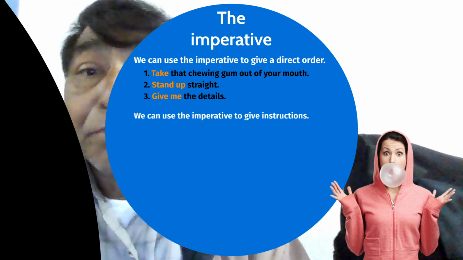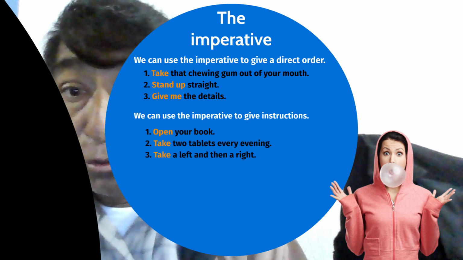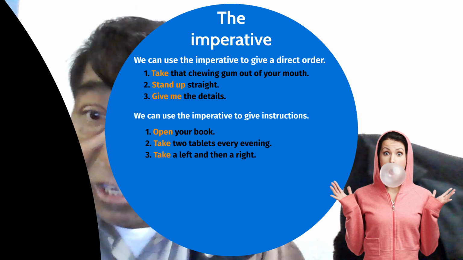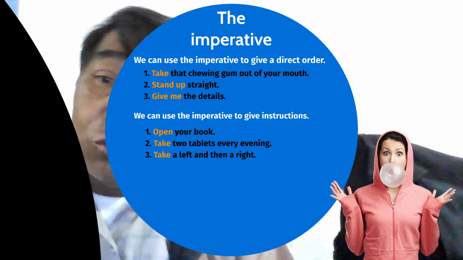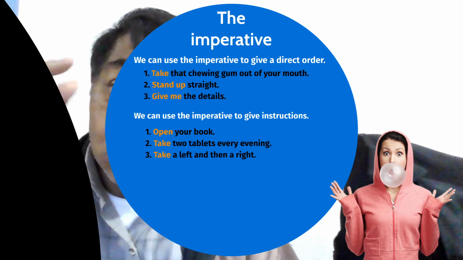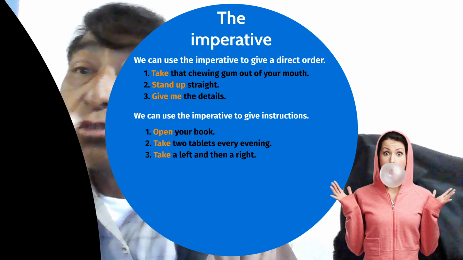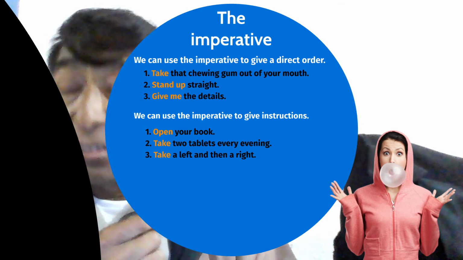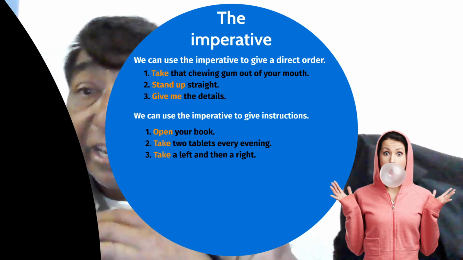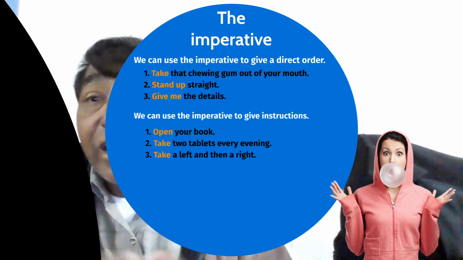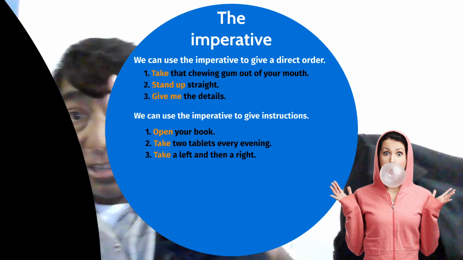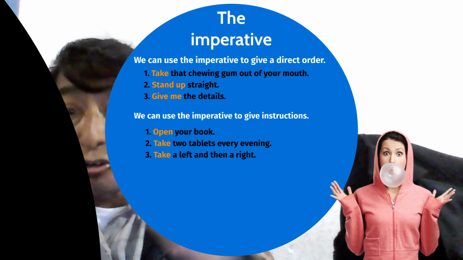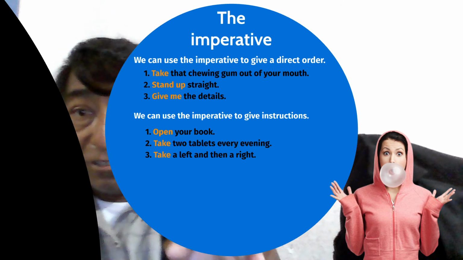So we can use the imperative to give instructions. For example, open your book, or take 2 tablets every evening if you go to the doctor and you feel sick. The doctor gives you tablets so that you can take them. Take left or right, when you are following directions. Hey, I want to go to the bank. Okay, so you can walk. Take a left turn and then to the right.